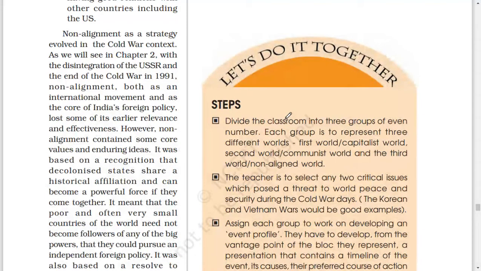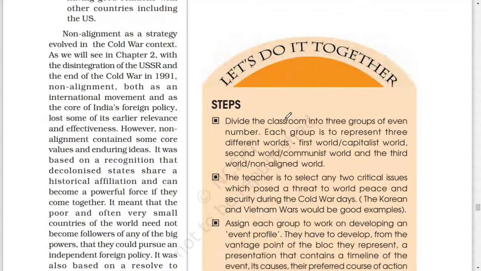Non-alignment as a strategy evolved in a Cold War context, as we will see in Chapter 2. With the disintegration of the USSR and the end of the Cold War in 1991, non-alignment, both as an international movement and as the core of India's foreign policy, lost some of its earlier relevance and effectiveness. However, non-alignment contains some core values and enduring ideas.